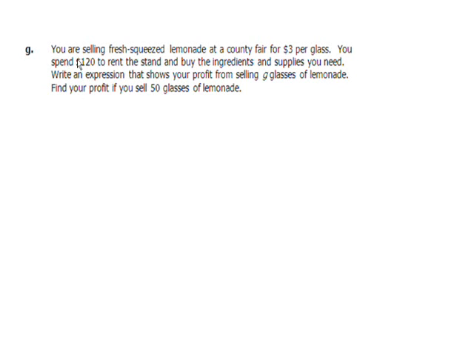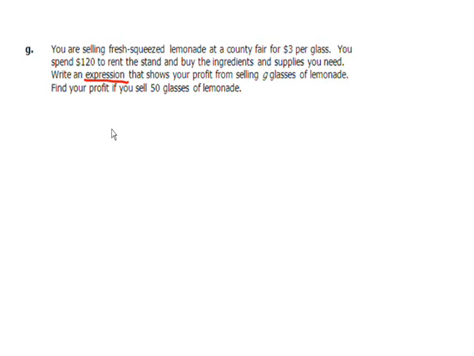You spend $120 to rent the stand and buy the ingredients and supplies you need. So those are your sunk costs, to put it in economic terms. And you need to write an expression that shows your profit from selling G glasses of lemonade. All right, well, expression means that there is not an equal sign going on. Okay, that's what expression means.